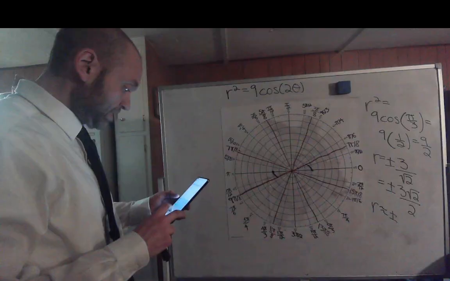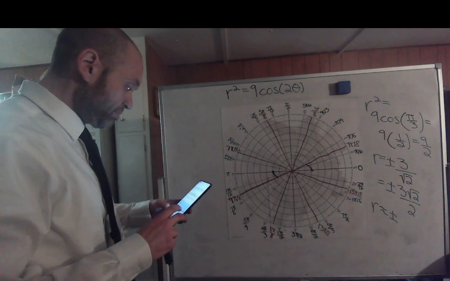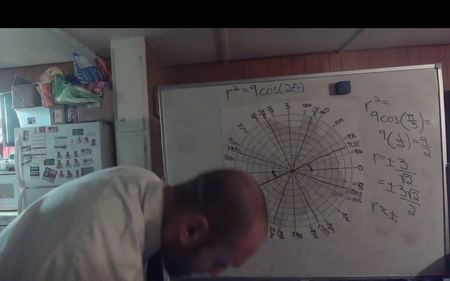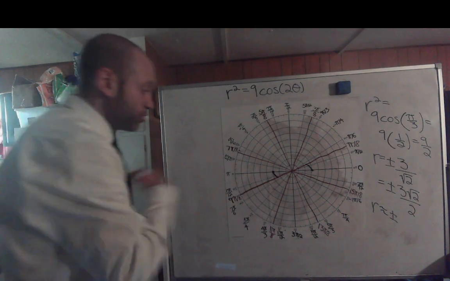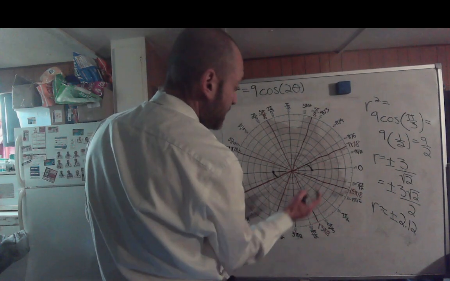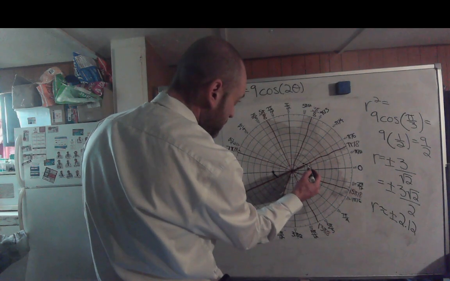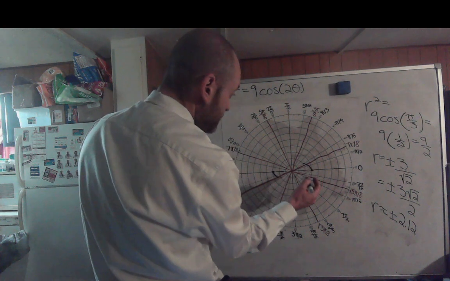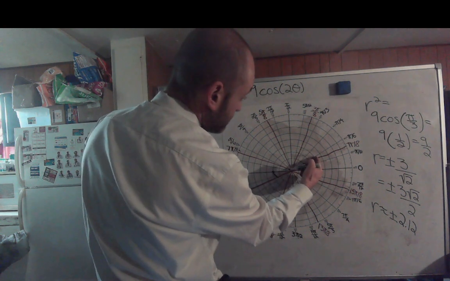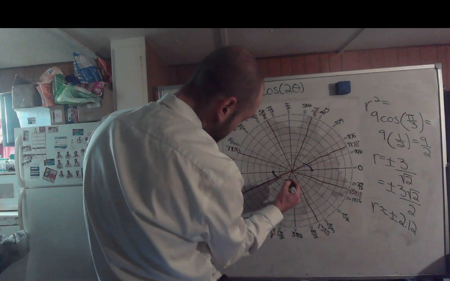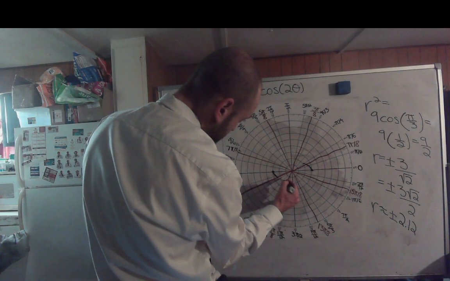So 3 times the square root of 2 divided by 2, that's about positive and negative 2.12. So let's go ahead and plot that here. At pi over 6, you would have about 2.12 right there. And then if you go in the negative direction on pi over 6, you'll be at 7 pi over 6.